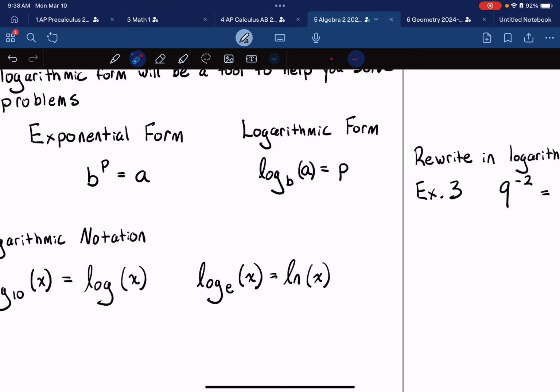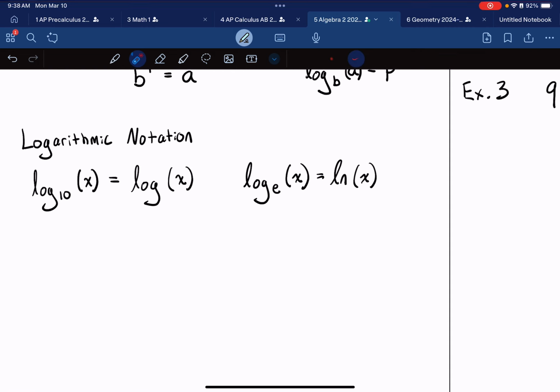If you want to switch from one form to another, the b, the base, is always on the bottom. It's either the base of the logarithm or the bottom of the exponent. And then the power and the answer just switch directions. A was on the right, and now it's on the left. P was on the left, and now it's on the right. So they just switch directions.